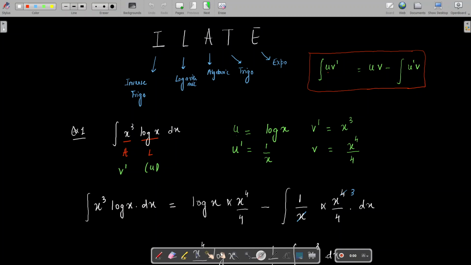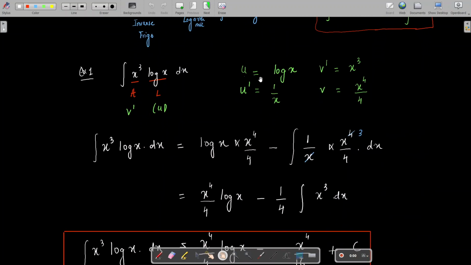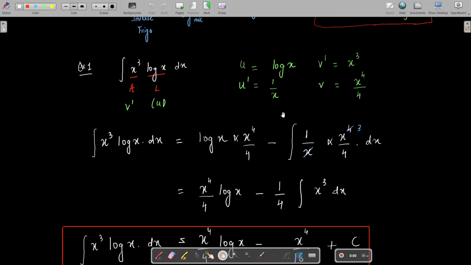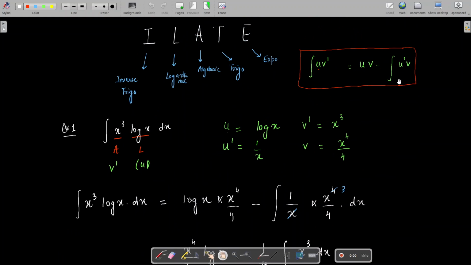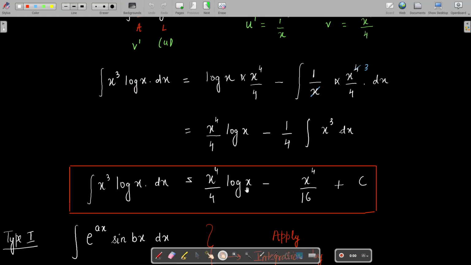Once we have assigned the given functions as u and v prime, we just need to find out a couple of more values. So we know that u is log x, so u prime is 1 over x. V prime is x cube, so its antiderivative is x raised to 4 over 4. And then we will just put all of these values in the formula of by parts, and we will get this answer.